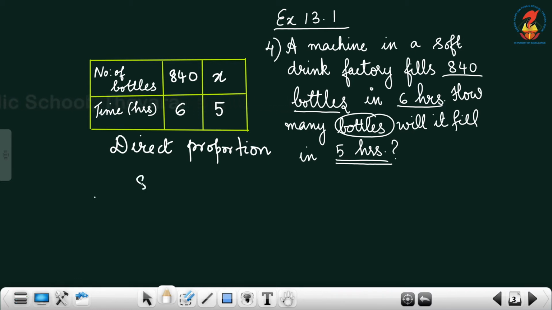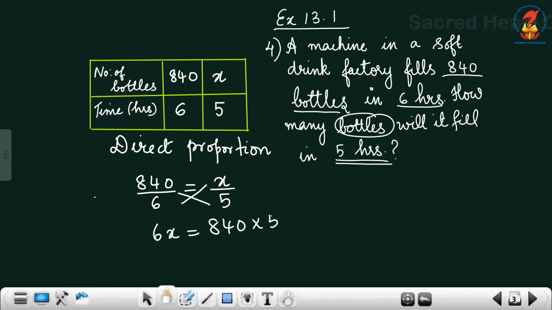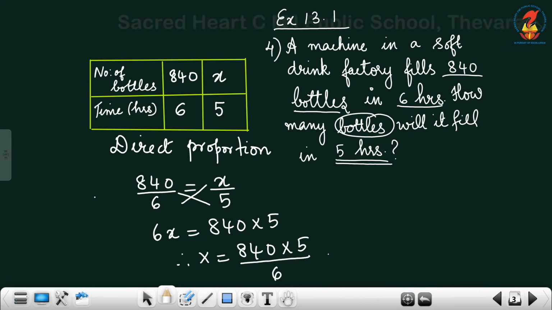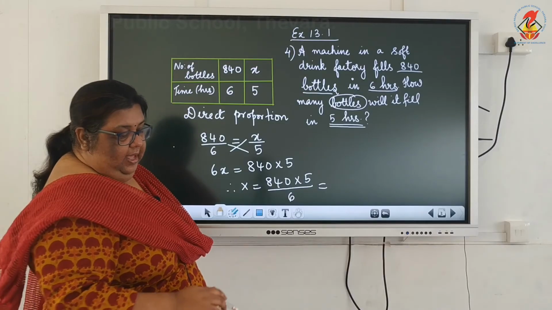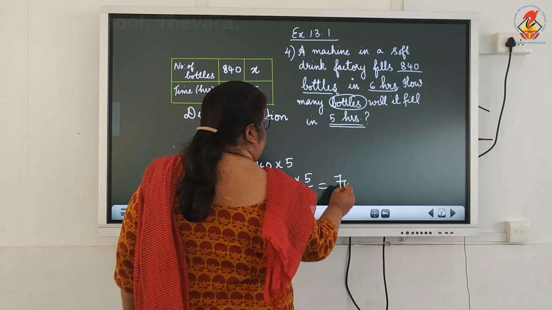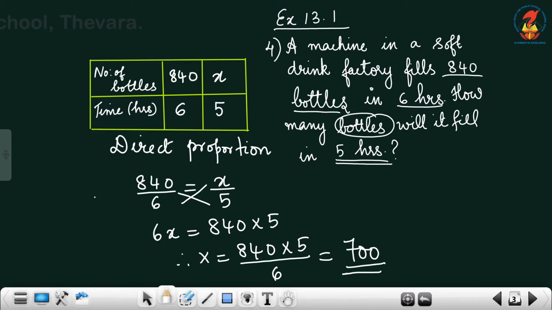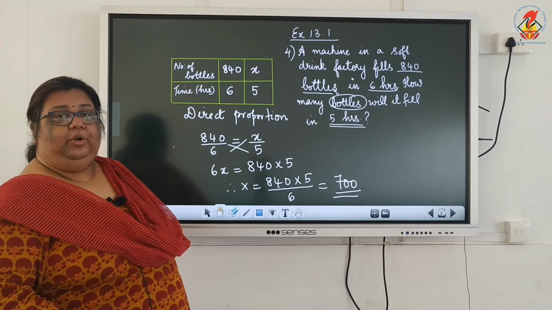We know that in a direct proportion, if we take the ratio, it will be constant. So, 840 by 6 is equal to x by 5. Cross multiply, what will you get? 6x is equal to 840 into 5. Therefore, x equals 840 into 5 by 6. Children, do the calculation in your working column and you will get x as 700. So, in 5 hours, 700 bottles are filled.